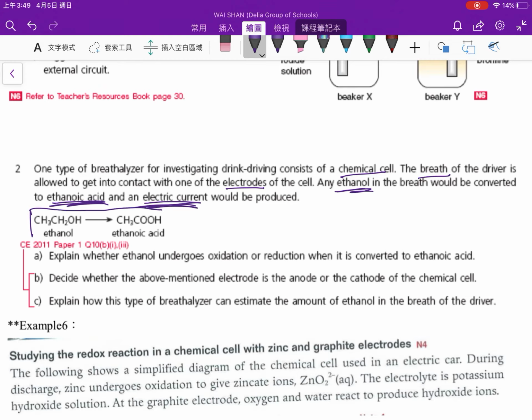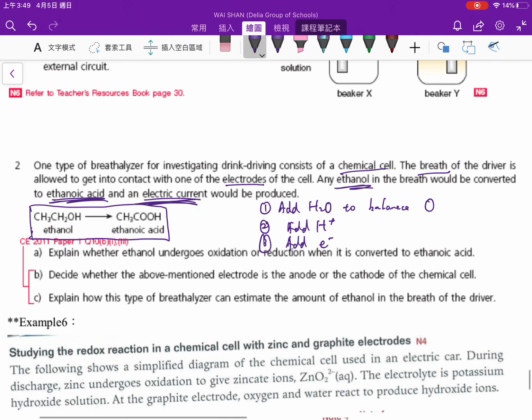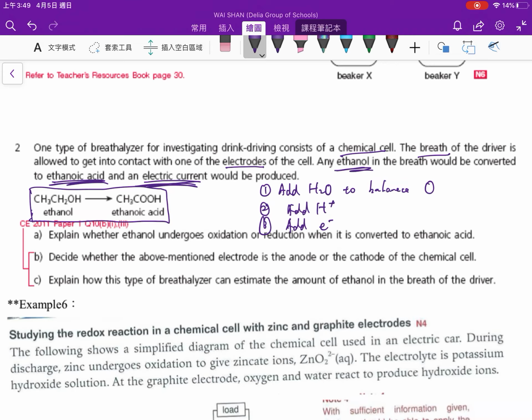So it's already given to you, ethanol will turn to ethanoic acid. Can you complete the half ionic equation? Do you still remember the 3 steps? Adding water to balance the number of oxygen, the second step add hydrogen ion, and the last step add electron. Just follow these 3 steps to complete this half reaction. Then you can answer questions A, B, C.